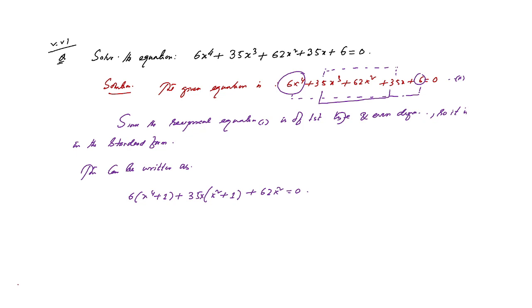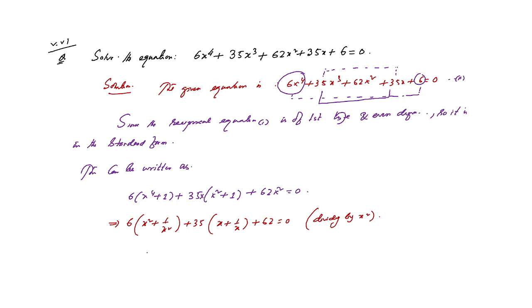So now you will divide it by x square. The highest degree is 4, so you will divide by x to the power half of the highest degree. That means x square. If it is x to the power 6, you will divide by x cube. If it is x to the power 10, we will divide by x to the power 5. So dividing by x square, what we will get? We will get 6(x square plus 1 by x square) plus 35(x plus 1 by x) plus 62 equals to 0. So if it is even degree and of the first type, it will be very easy to solve.